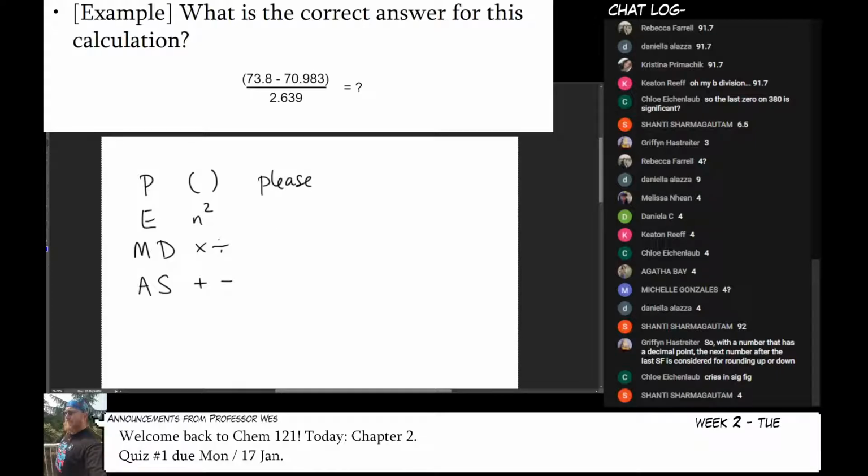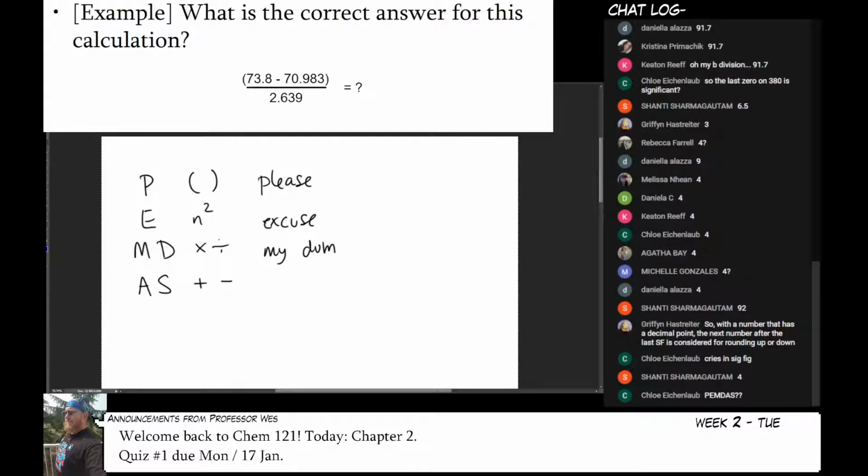Please excuse my dumb sibling. We all remember this, right? I seem to remember something about like Aunt Sally or whatever. I never had an Aunt Sally. I definitely had a dumbass sibling. My brother was a piece of shit. So, this is how I learned it. No, I totally made this up for this class, but anyway.